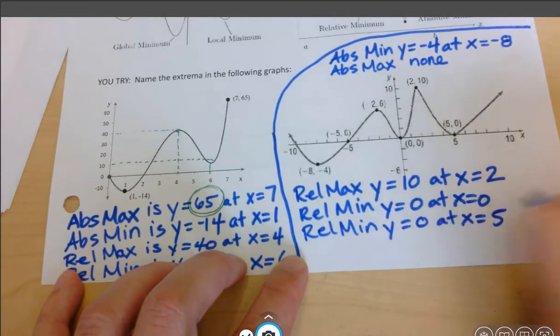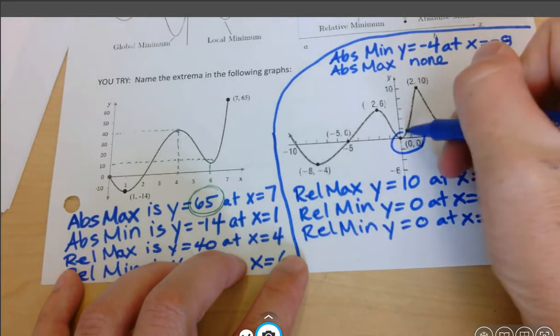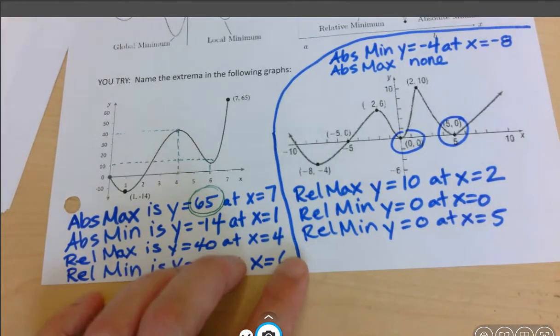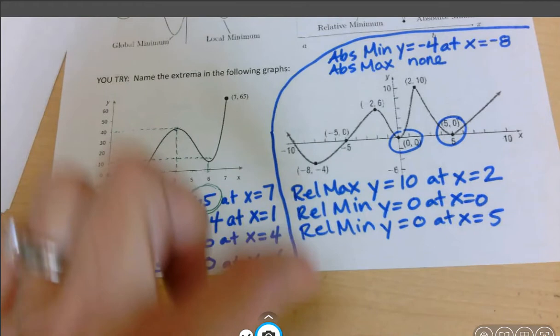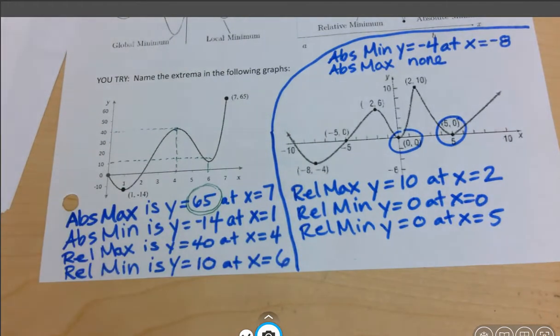Okay, I see that one too. So these were both relative mins. She said local min, which is totally right. Just so that I'm saying the same thing, I put relative. Very good. And where's that last relative maximum?